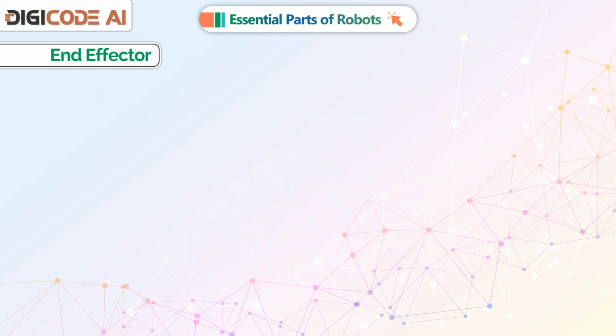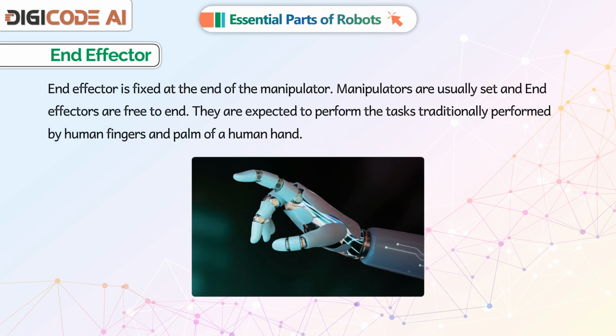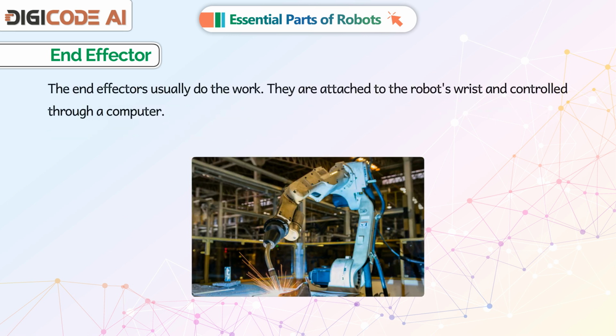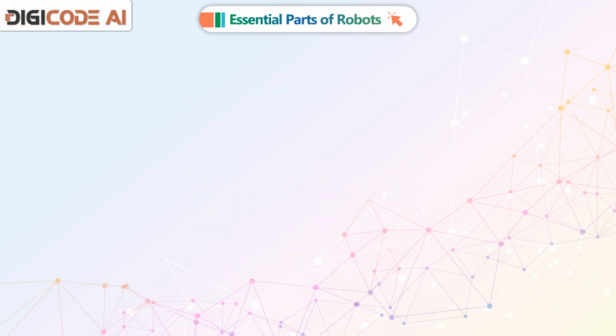End effector. The end effector is fixed at the end of the manipulator. Manipulators are usually fixed, and end effectors are free at the end. They are expected to perform the tasks traditionally performed by the fingers and palm of a human hand. The end effectors usually do the work. They are attached to the robot's wrist and controlled through a computer.